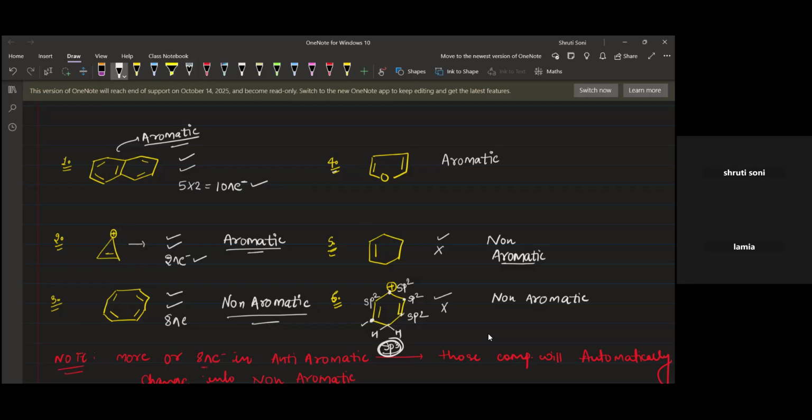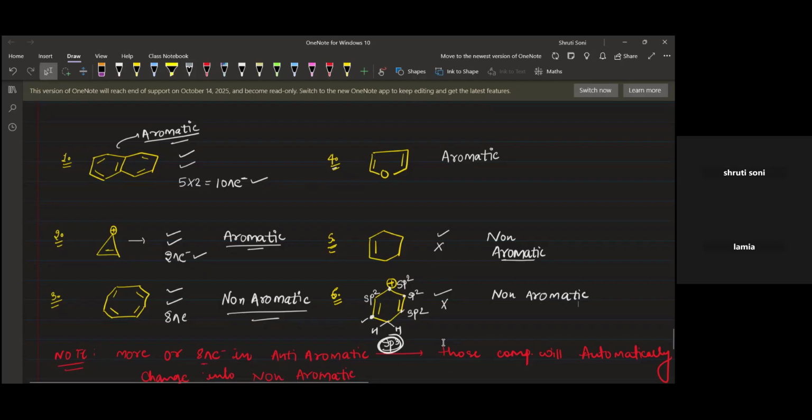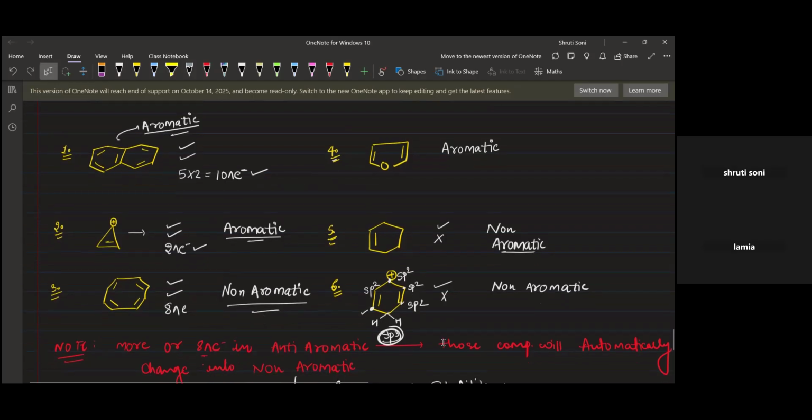Okay, do you have any doubt in aromaticity? Firstly, you note down the... Do you want to note down or want to take a screenshot? I just took a screenshot of it. Okay.